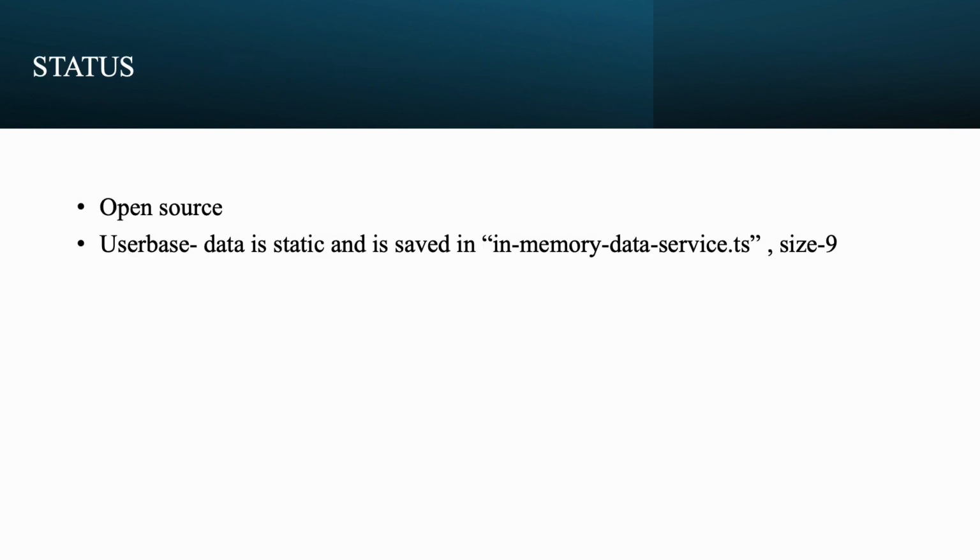For the example we took today, the Tour of Heroes, the status of the website is open source. While it doesn't have a database, the data has been pre-saved in the in-memory-data.service.ts file and it's of size 9.